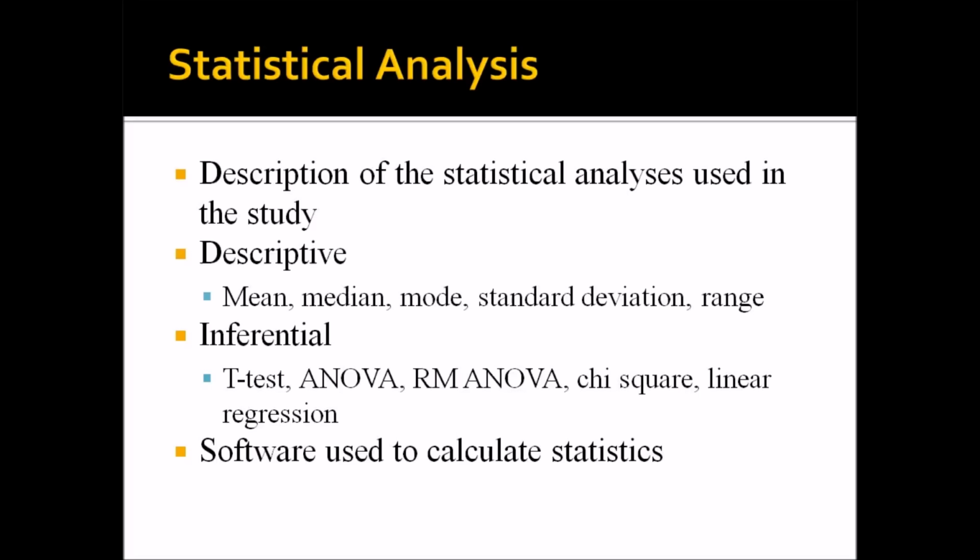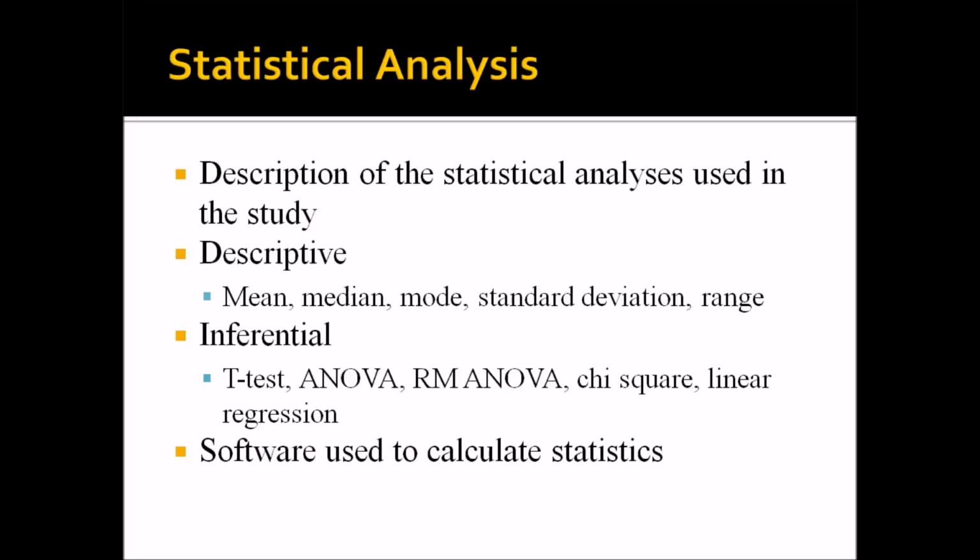So you have descriptive statistics: mean, median, mode, standard deviation, range. You have inferential statistics, like a t-test or a paired sample t-test, ANOVA, and I list ANOVA, that could also be ANCOVA, MANOVA, MANCOVA, repeated measures ANOVA, chi-square, linear regression. So there's a lot to choose from in terms of inferential statistics. And remember, in this section, you're just listing the actual statistical analytical procedure.